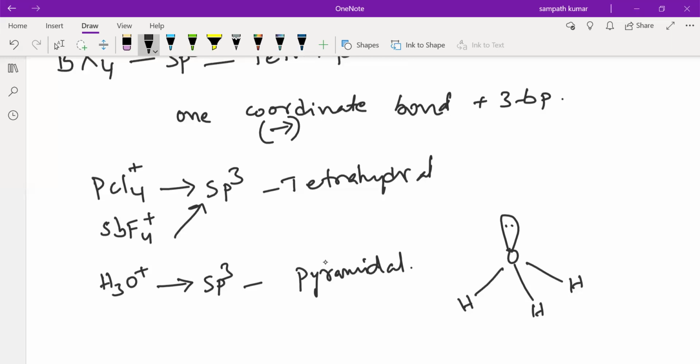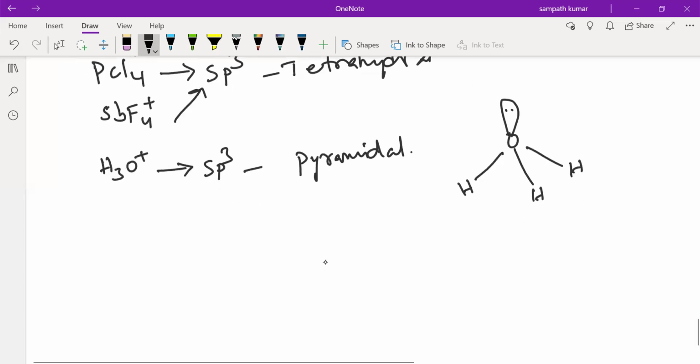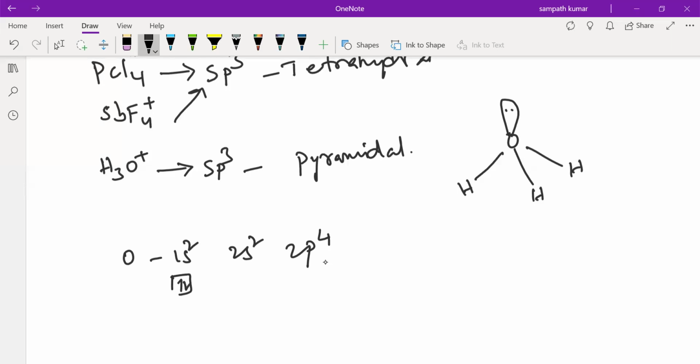sp3 hybridization. I can explain? Yes sir, please. Okay, I can explain. What is the central atom, Nana? Oxygen or hydrogen? Oxygen. Oxygen is 1s2 2s2 2p4, and here 2p4 means we write the electronic configuration like this: one, two, three, four.